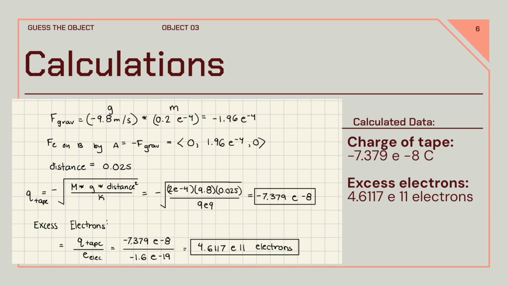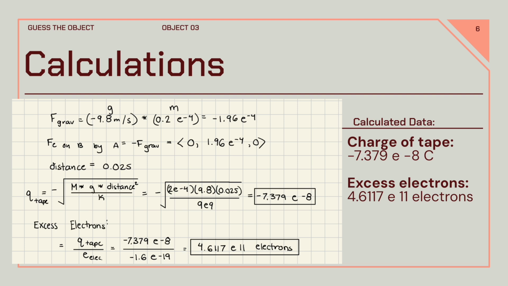Now for some calculations. In order to determine the amount of excess electrons on the charged tape, we had to utilize the force of gravity formula, which is just mg. We found this to be negative 1.96 e negative 4. Next, we needed to find the charge of the tape, so we utilized the equation negative square root of m times g times distance squared, all divided by k, which we found to be negative 7.379 e negative 8.